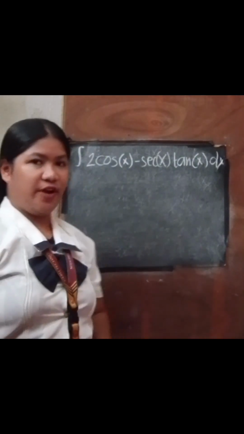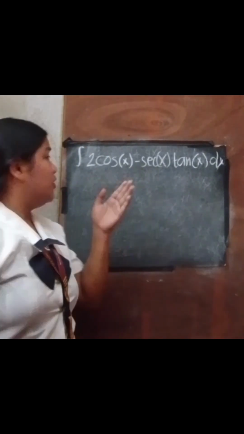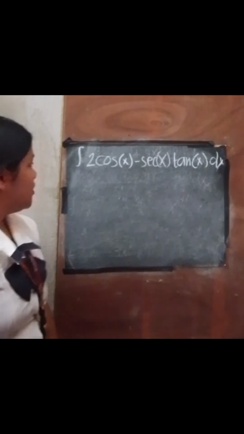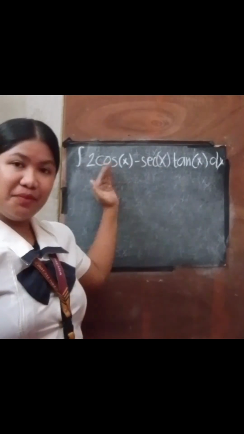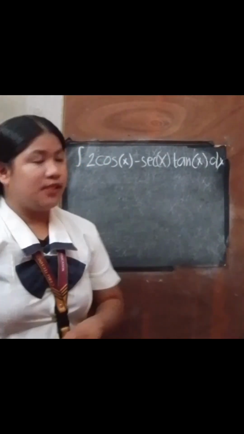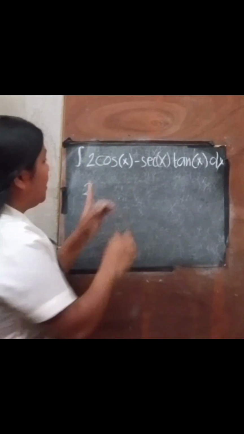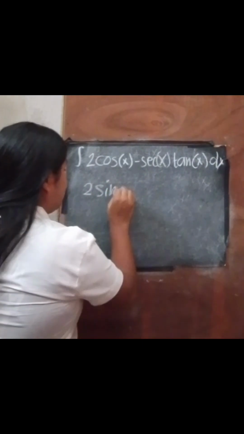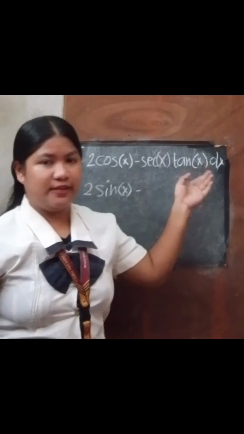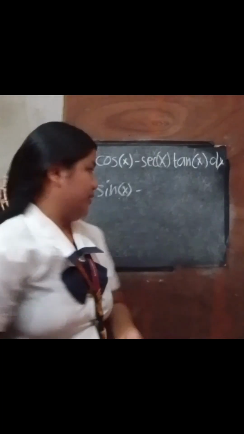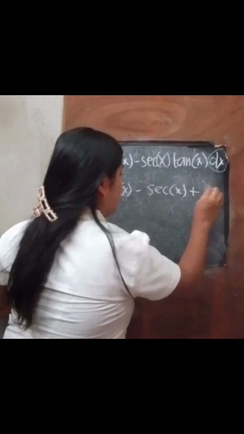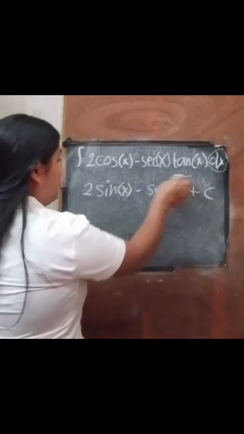Now we have problem number 5. So we need to find the integrals of 2 cosine x minus the second tangent x. So since naabot naman tayo, so ato na siya gamitan of basic trigonometry integration rule. So may na siyang 2, since ang derivative sa cosine is sine. So, 2 sine x minus the derivative of the second tangent is secant. So, may mo siya secant x. Then, change into plus c. So, that's the final answer. It's easy.